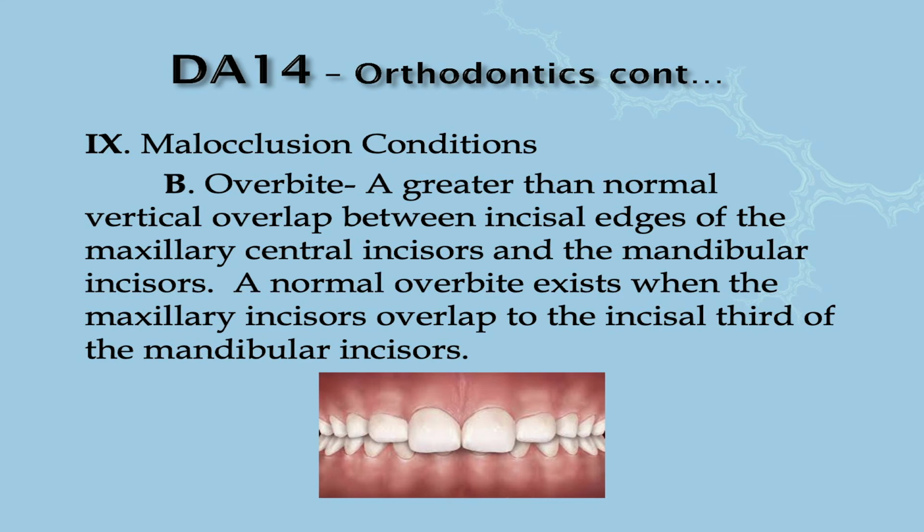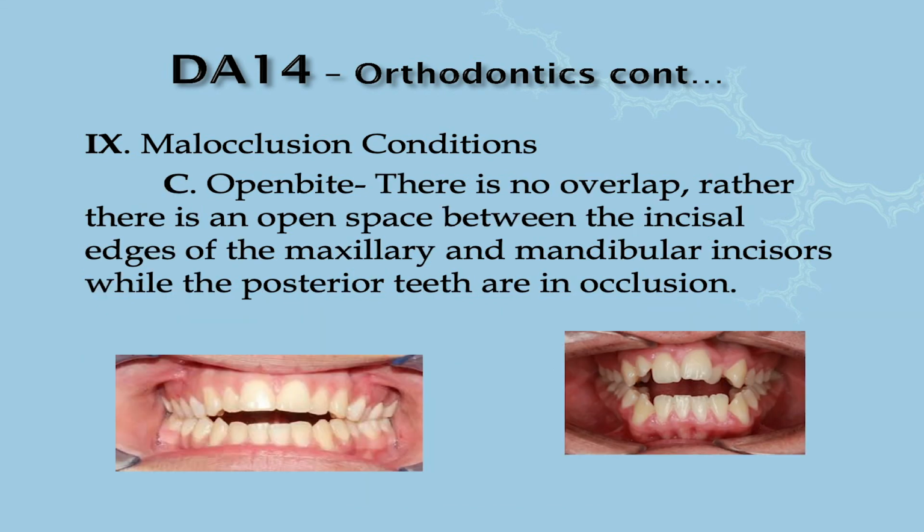Overbite is a greater than normal vertical overlap between the incisal edges of the maxillary central incisors and the mandibular incisors. A normal overbite exists when the maxillary incisors overlap the incisal third of the mandibular incisors.